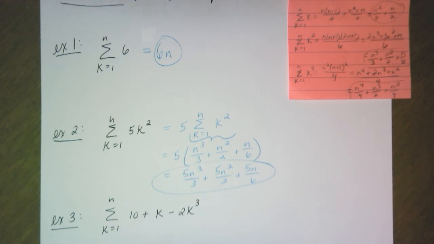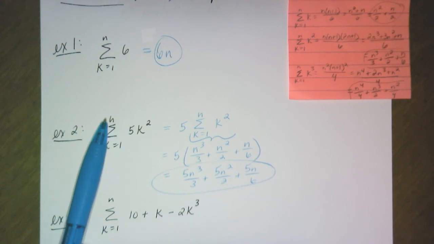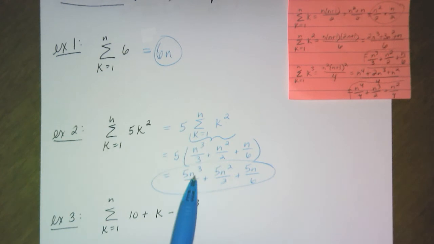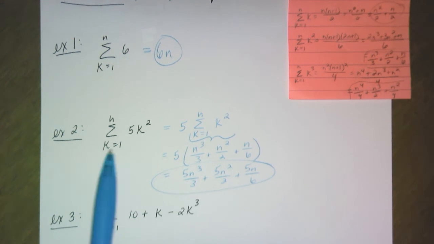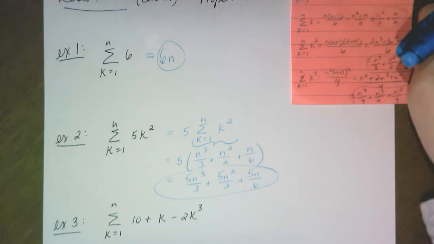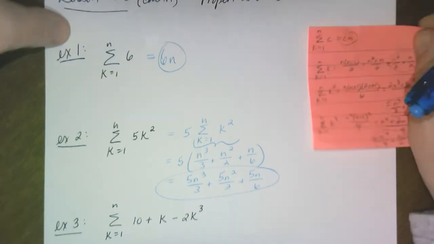And that's it. And now we could make n become any number we want, say 5. And if we put a 5 right there, and right here, we could actually get out a sum from k equals 1 to 5 of 5k squared. Very simple. All right, let's do another one. Move this down.